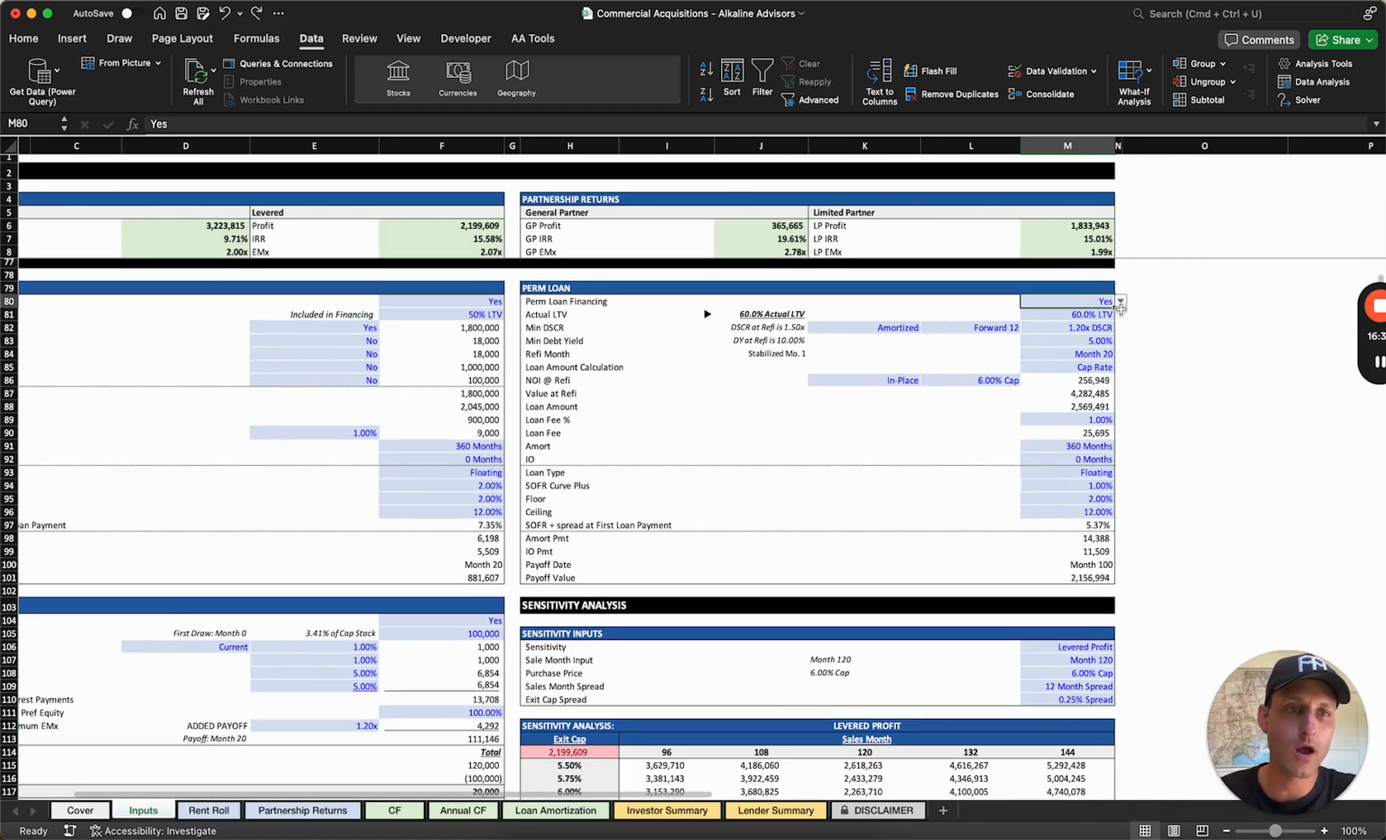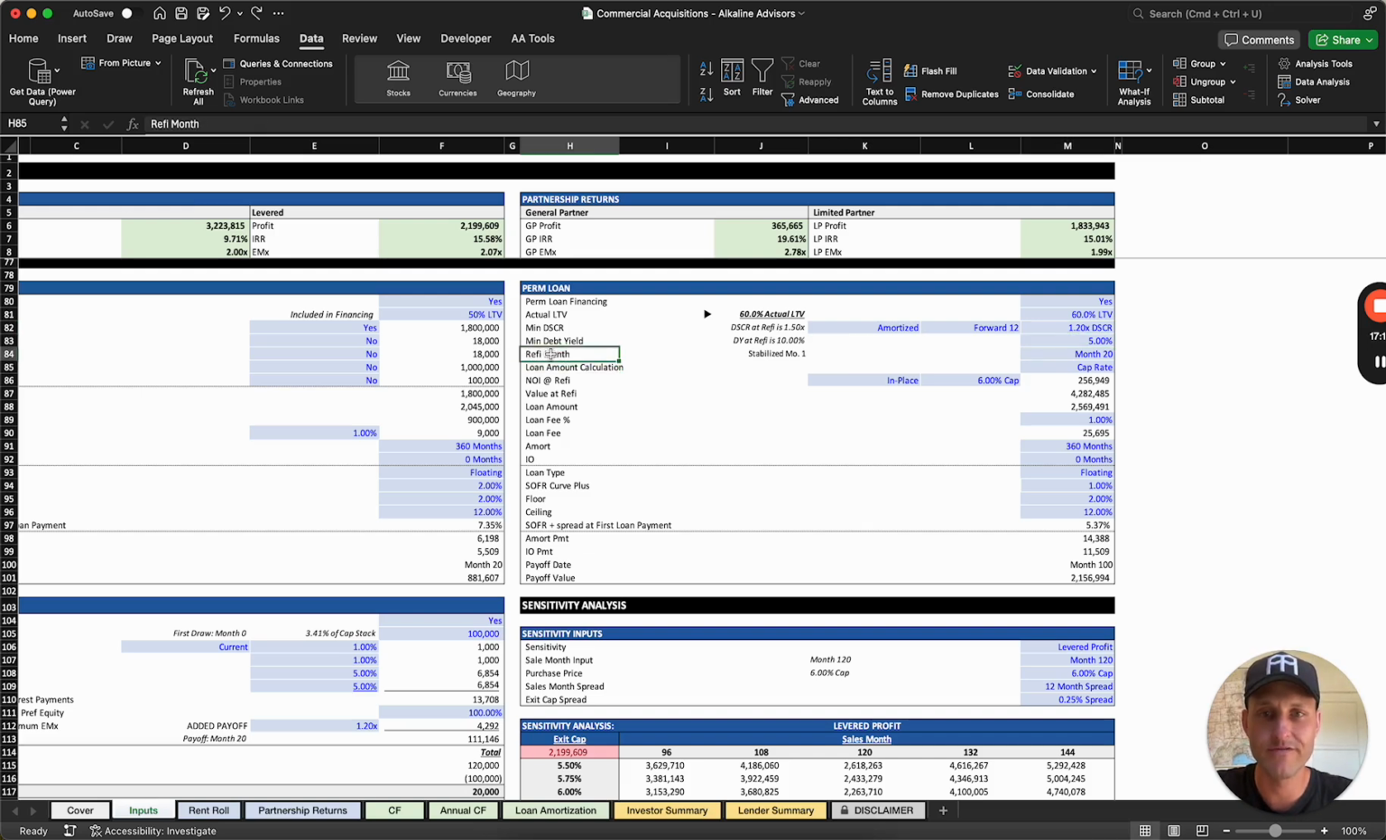Again, you can toggle whether or not you want the perm loan to be in place, right? If you're actually buying, renovating, and then selling, you probably won't have permanent financing, so you can toggle that off. But if you do plan on acquiring and then renovating and holding, you'll keep this on. You can choose what the loan to value is. And then we built out a few sizing parameters for this perm loan. So you'll see right now we want a 60% loan to value. And we're saying that there's a minimum DSCR of 1.2, and then there's a minimum debt yield of 5%.